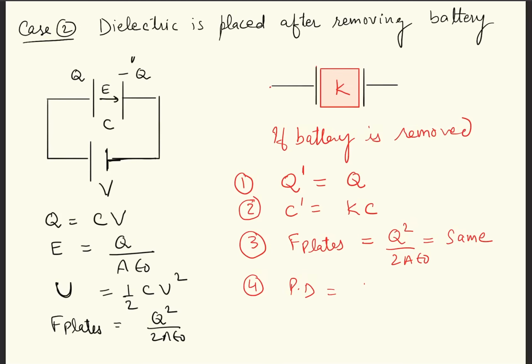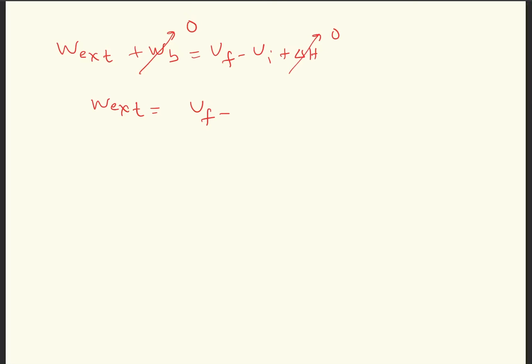Now comes the work done by the battery. In this case there is no battery connected, so the work done by the battery has to be 0. If you want to calculate the work done by the external agent, then the work done by the external agent plus the work done by the battery is equal to U final minus U initial plus delta H. This is what we always use. Here delta H is going to be 0 because the work done by the external agent is slow, and the battery is not connected, so its work is also 0. So the work done by the external agent comes out to be U final minus U initial.